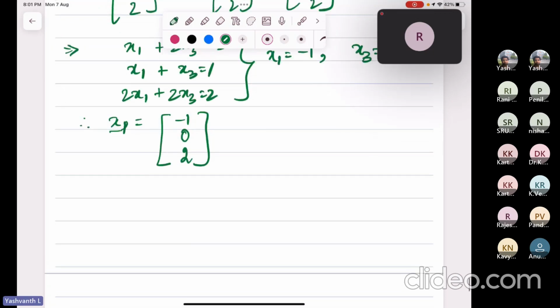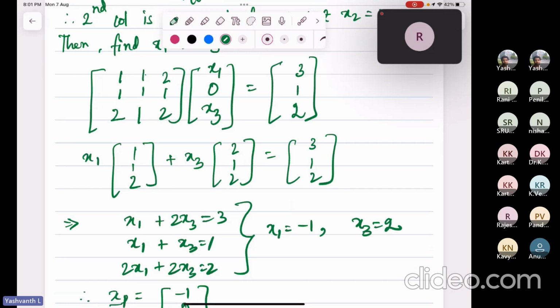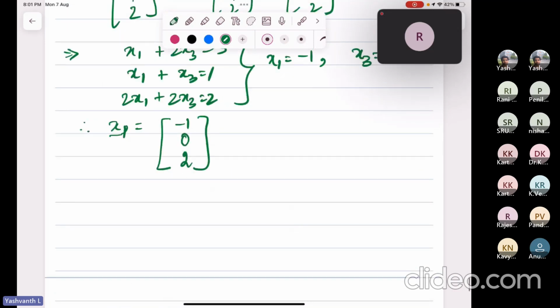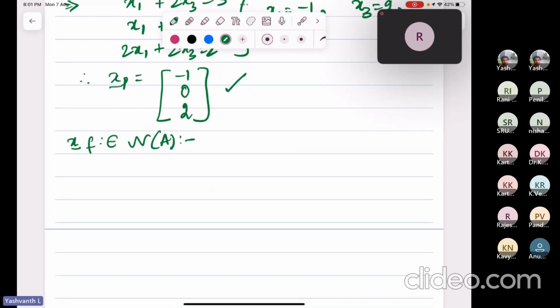Okay. Actually, it looks like a mechanical procedure now, but as and when you understand better about null space and so on and so forth, you will know why this particular solution methodology is the correct method. Okay. For now, just take it on faith. Now we found xp. What about xf? It belongs to null space of A, right? How to find null space of A? Very simple. Just Ax equal to 0.